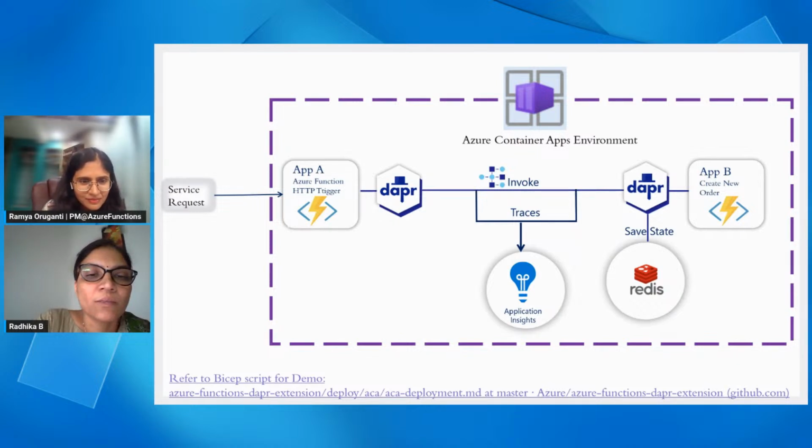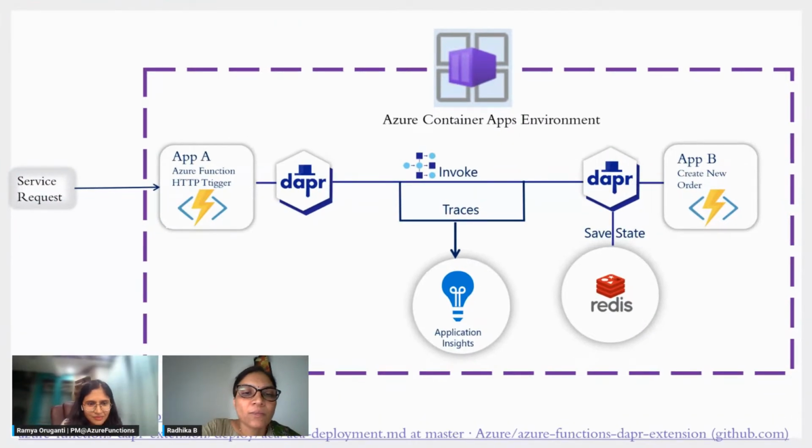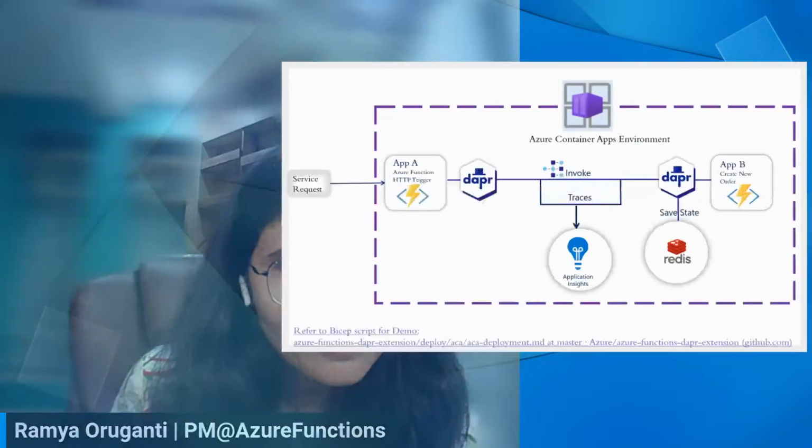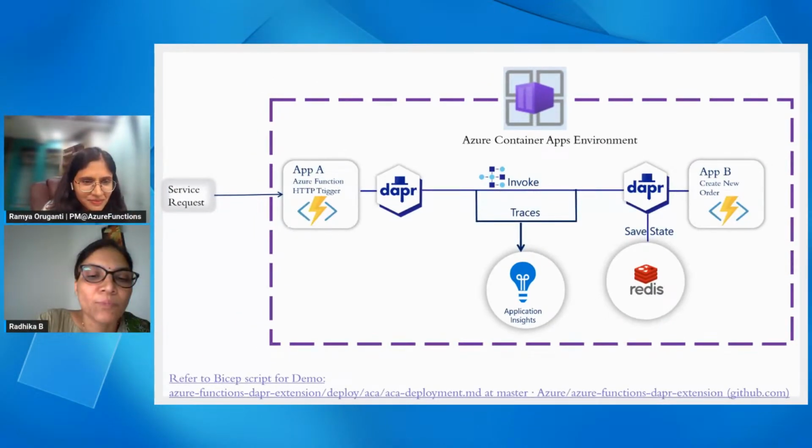Dapr with functions works very much in the context of the functions programming model, where all Dapr capabilities are driven in the form of bindings and triggers, similar to any other additional integrations that we use with functions, right? So Dapr also runs in the same way.